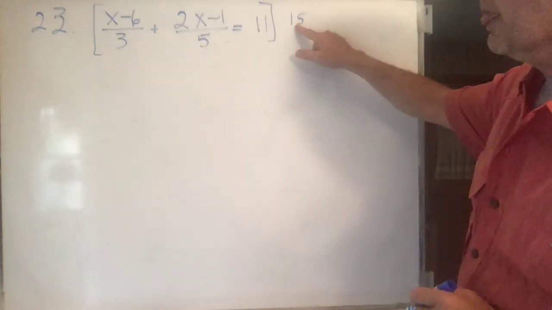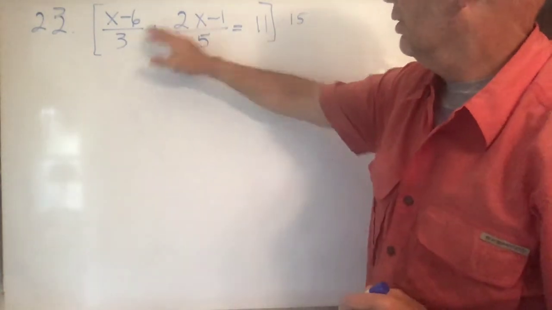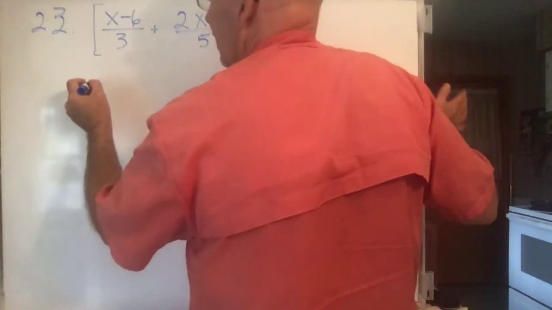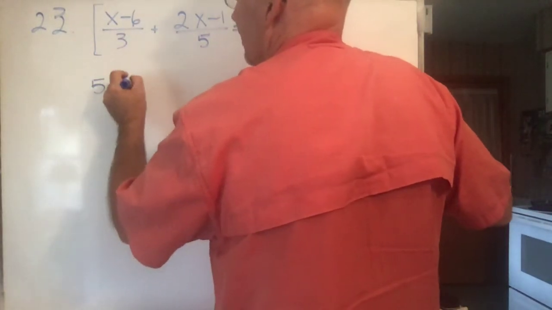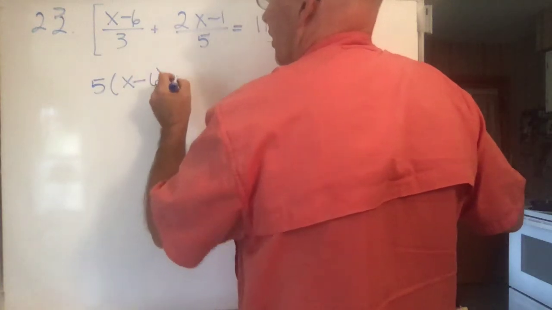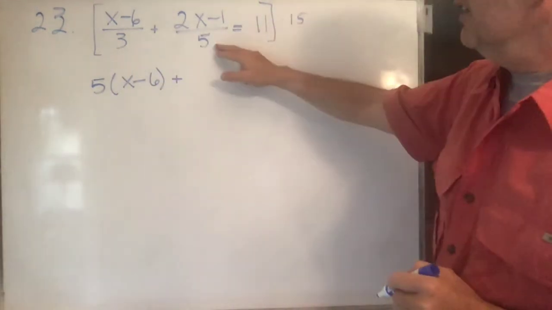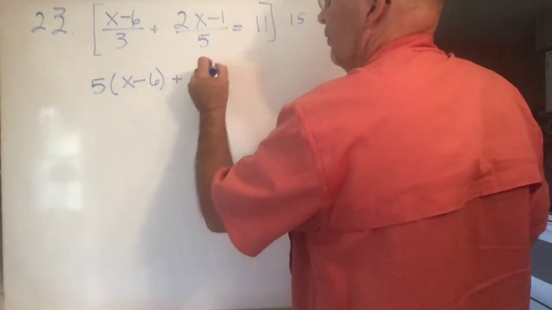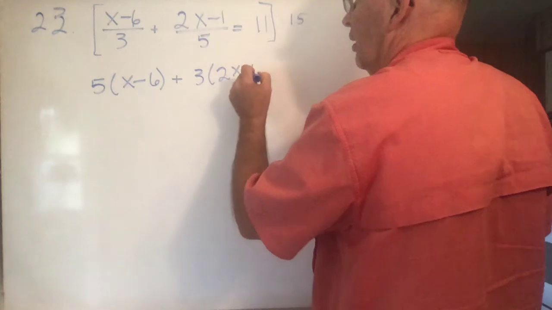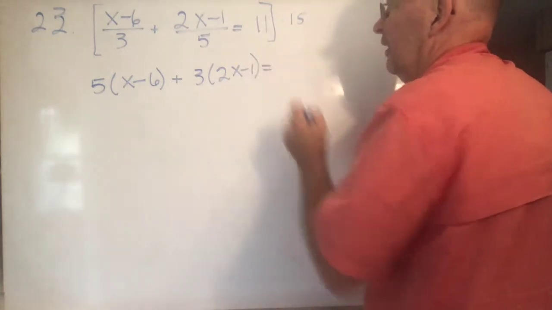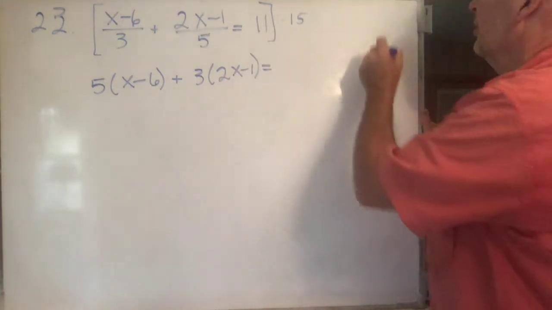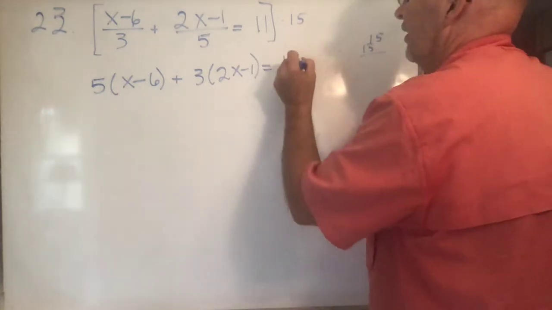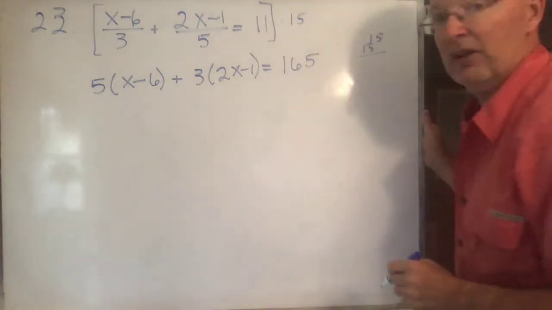So let's do it. 15 times 1/3 is 5. So basically I can multiply the top of this thing by 5. 15 divided by 5 is 3, so basically I can multiply this thing by 3. And then finally I have 15 times 11, which is 165. Okay, there you go.